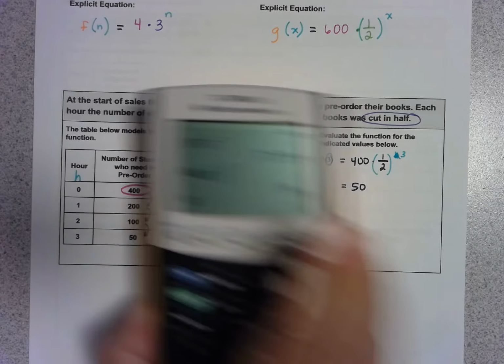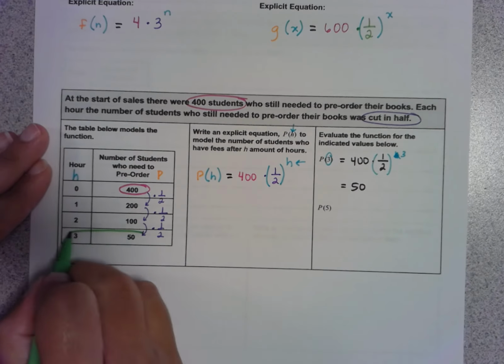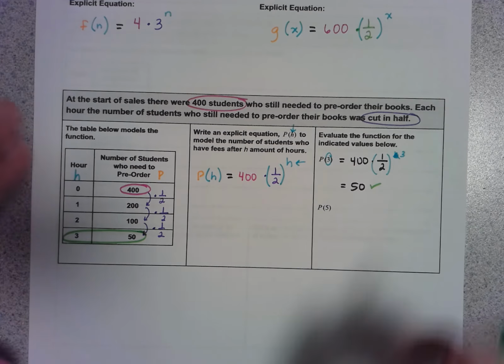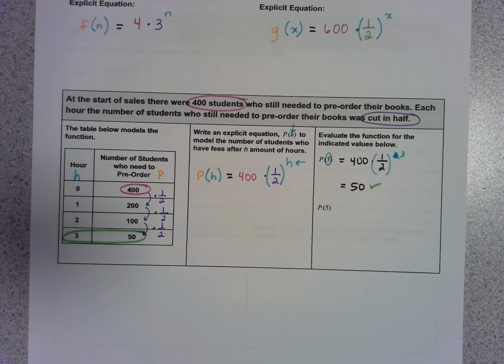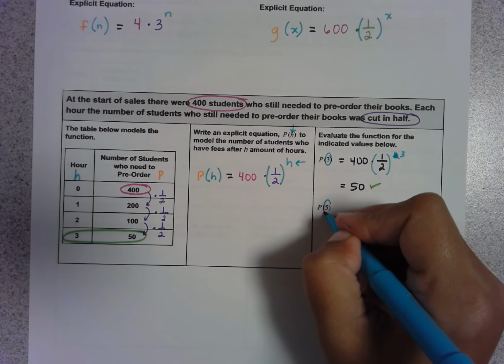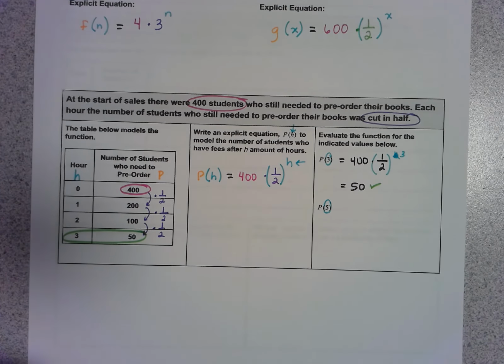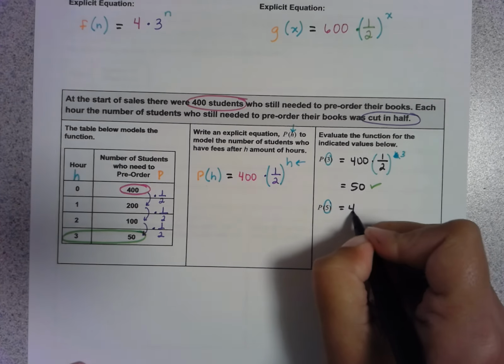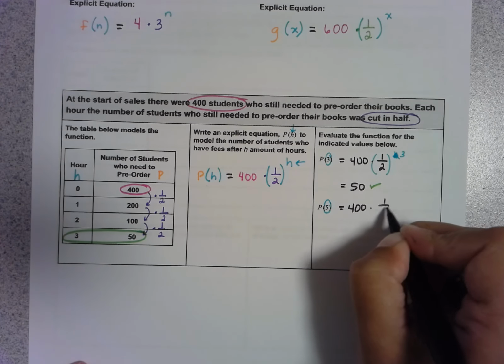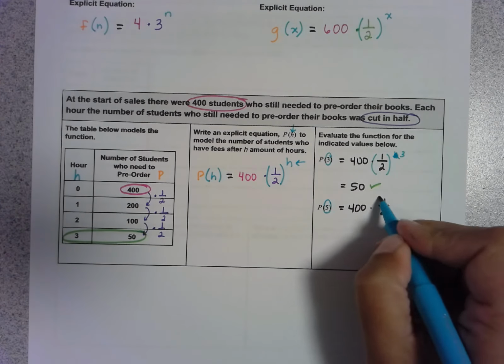Which checks out. It matches the input-output row of the table where I have the input of 3 and the output of 50. I can also use this equation to predict what's going to happen if I were to make my table bigger. So what would P of 5 be? Again, my input is going to be 5. So in my equation, I'm going to have 400 times 1/2 to the 5th power.